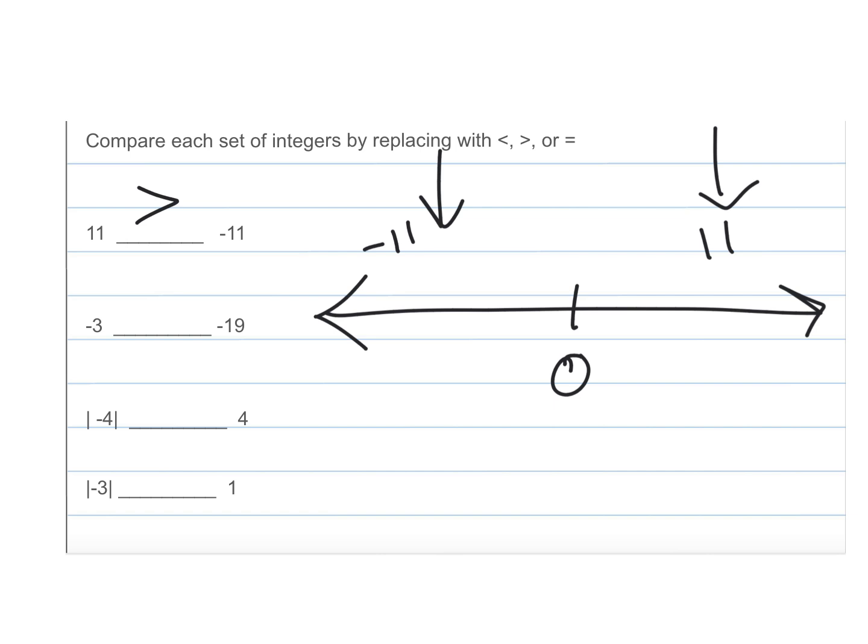Negative 3 and negative 19. So I know that negative 3 is going to be about here. Negative 19 is going to be about here, because remember we're counting backwards from 0. So negative 3 is going to be greater than negative 19. Absolute value of negative 4 and 4. Well, I know that the absolute value of negative 4 is 4. So those would be equal to each other. And then I know that the absolute value of negative 3 is 3. So then I know that 3 would be greater than 1.